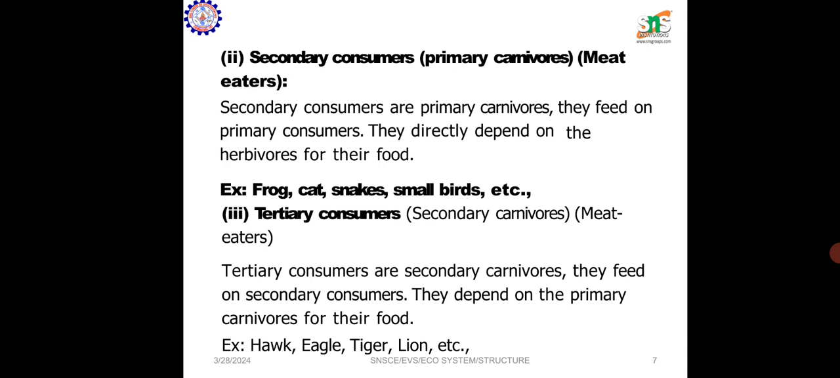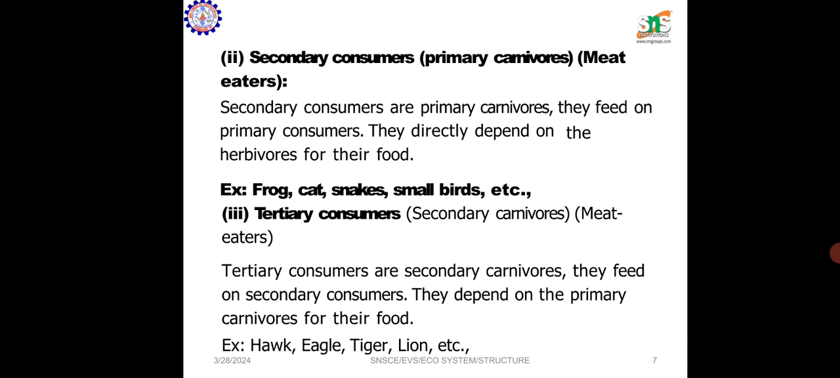Secondary consumers are primary carnivores. They are also called meat eaters. They feed on primary consumers. They directly depend on the herbivores for their food. For example, frogs, snakes and small birds. They get their food directly from other animals.